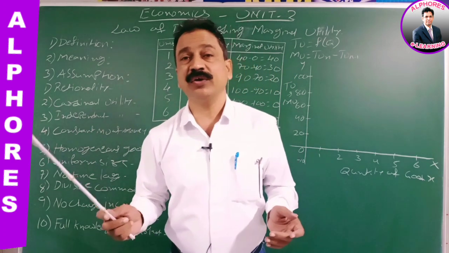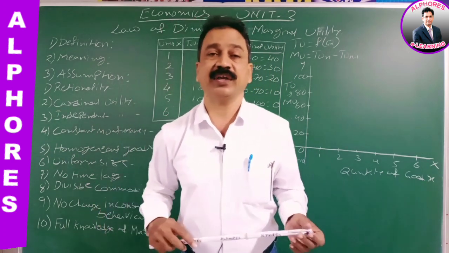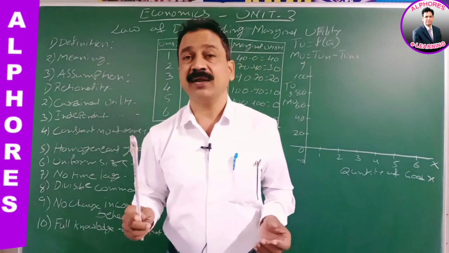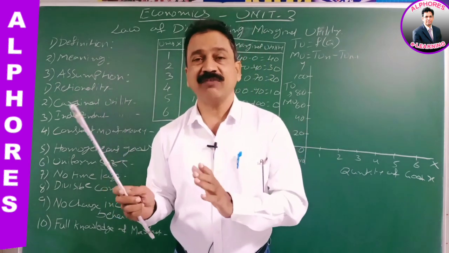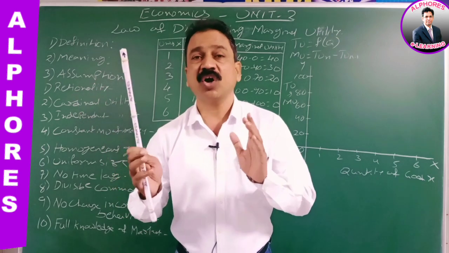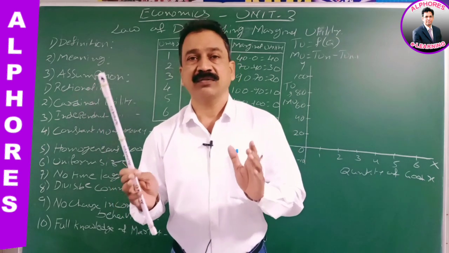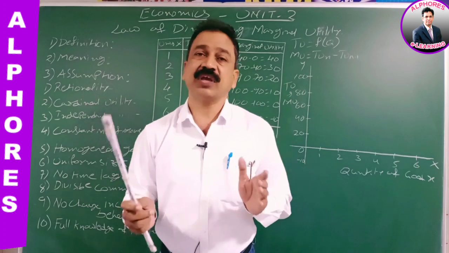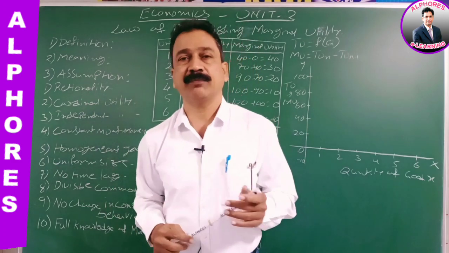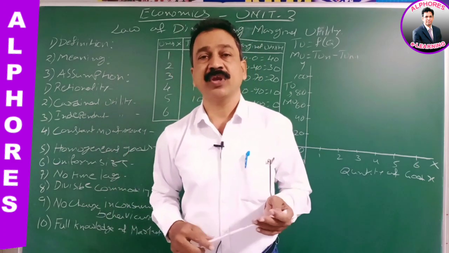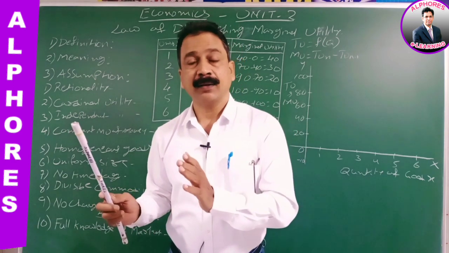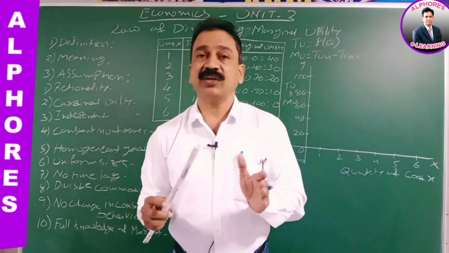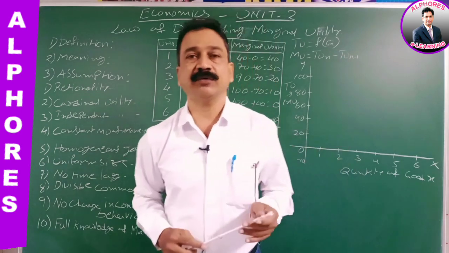What are cardinal utility and ordinal utility? Cardinal utility is that which can be measured with cardinal numbers. There the advantage is we can measure as well as compare. Ordinal utility: if we use ordinal numbers to compare the utility, then that utility is called ordinal utility.